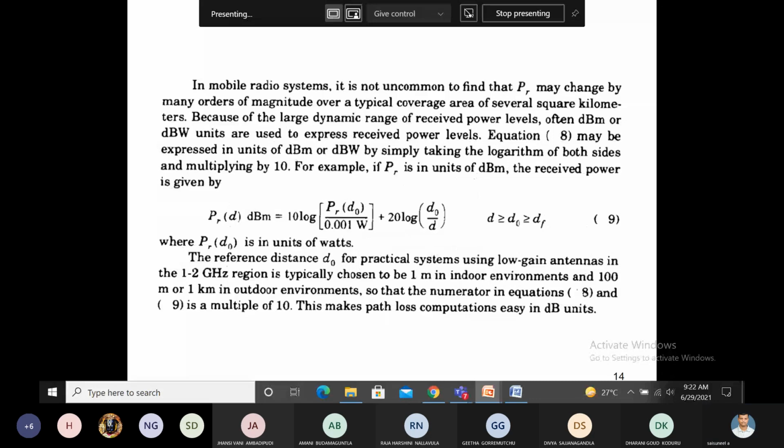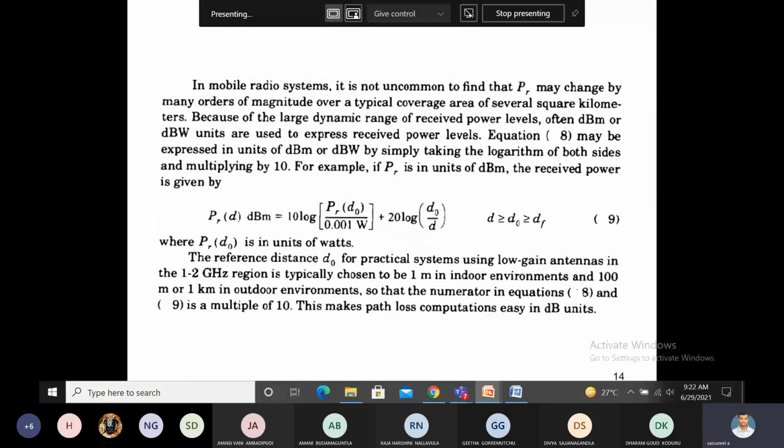Here, from equation number 9, the value of D naught for an indoor environment is 1 meter. For an outdoor environment, D naught is 100 meters to 1 kilometer. That is, D naught is equal to 1 meter in indoor, and for outdoor environments 100 meters to 1 kilometer, with a frequency range of 1 to 2 gigahertz.